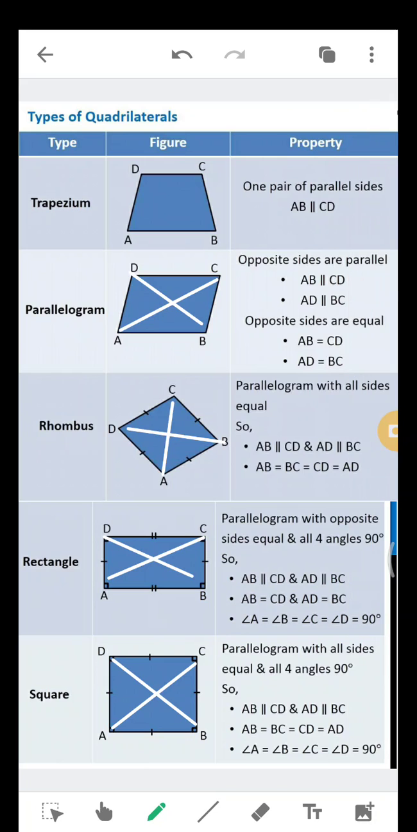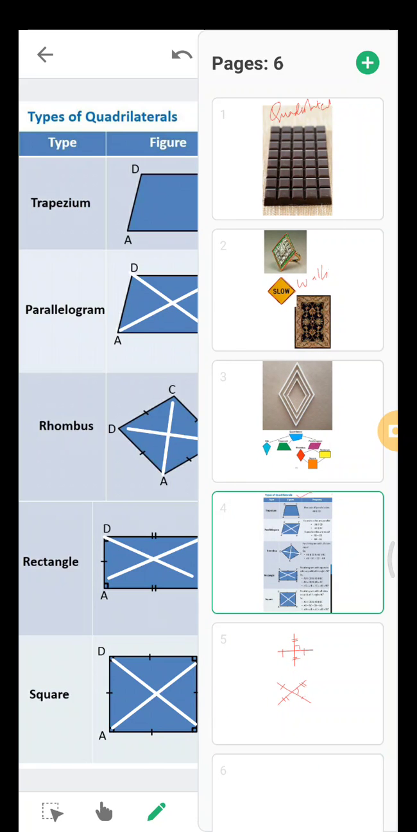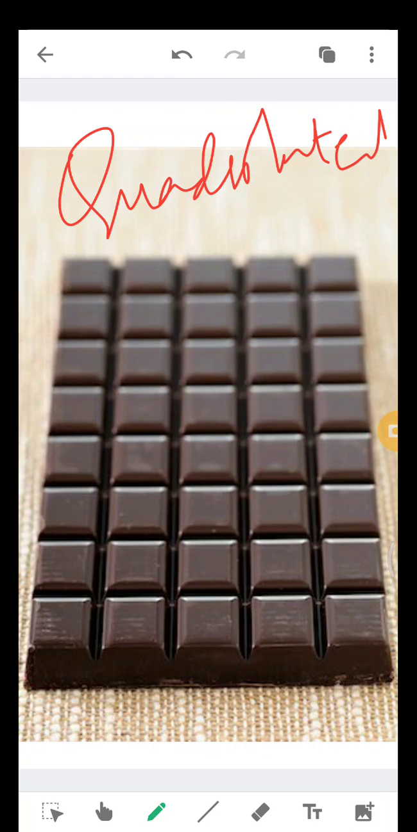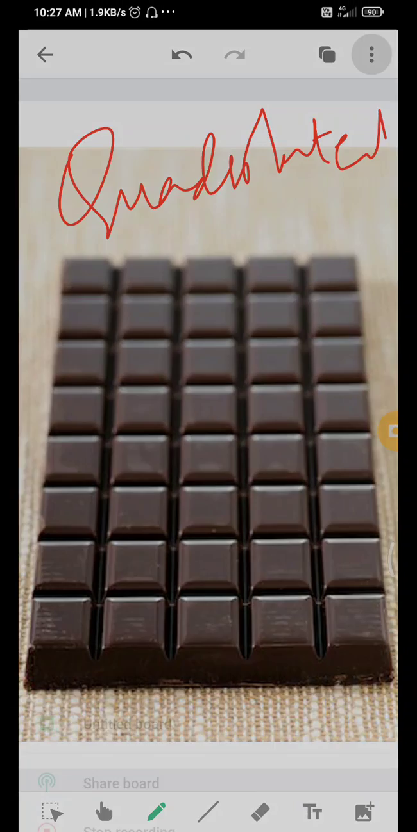So you have to copy all of this. All the properties of quadrilaterals we will study in depth in the coming sessions. Thank you.